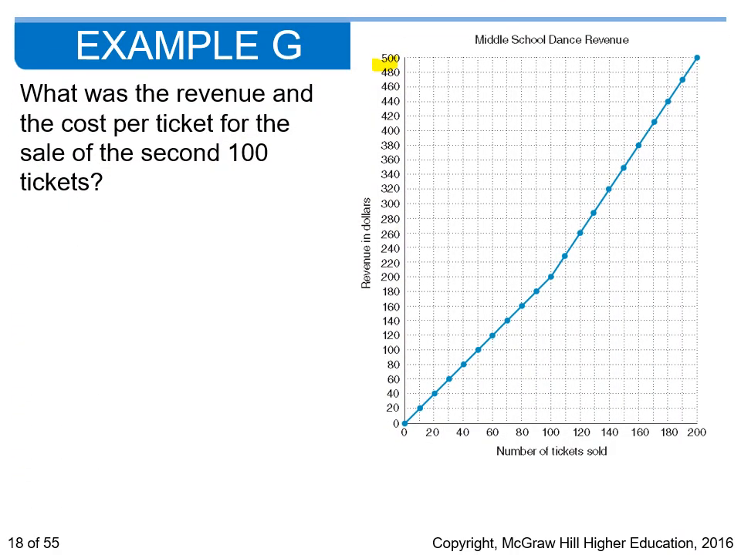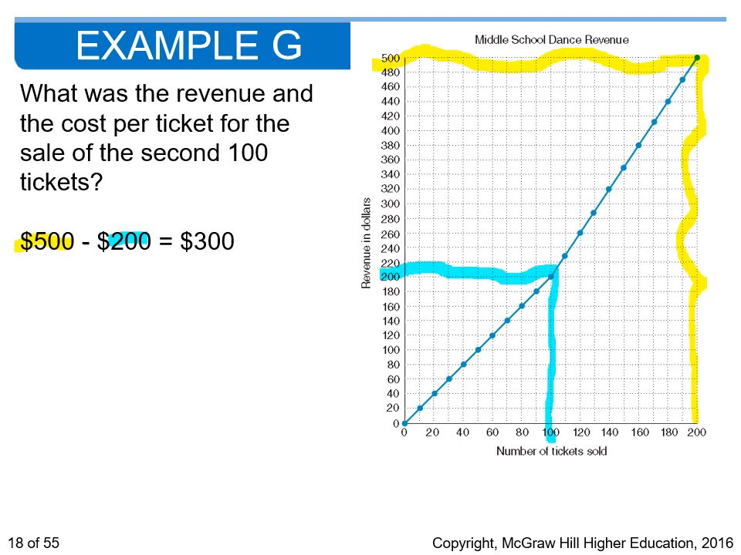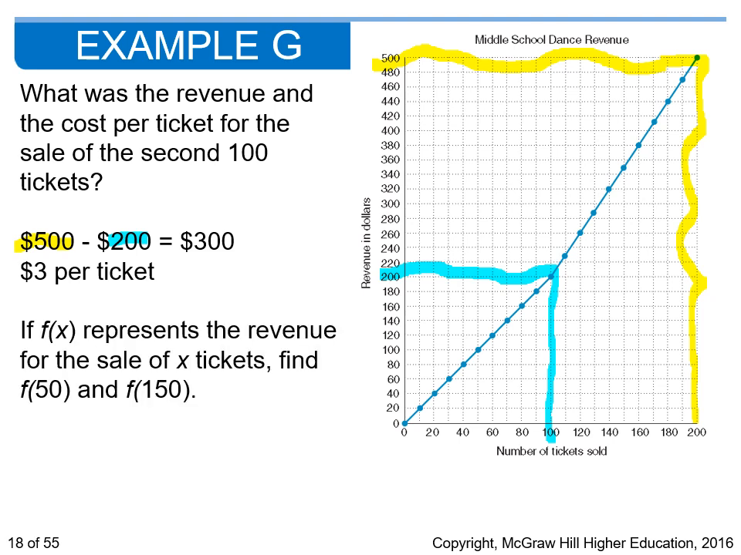This time we want to know the cost of the second 100 tickets, the ones that cost more. So first I highlighted the 200 tickets cost $500, but we need to take out the first 100 that cost $200. So you can see that here. That leaves me $300. That means 100 tickets at $300 is $3 per ticket.